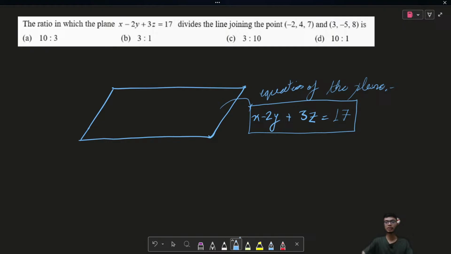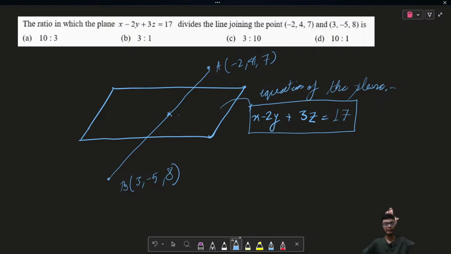Okay, so this is the equation of the plane. Now it is said that you have to find out a point on the plane, and find out in which ratio the plane divides the line joining two points. So if I have these two points, A given as minus 2 comma 4 comma 7, and my point B given as 3 comma minus 5 comma 8, right? You have to find out in which ratio this particular line is being divided by the plane. So you have to find out this particular ratio.